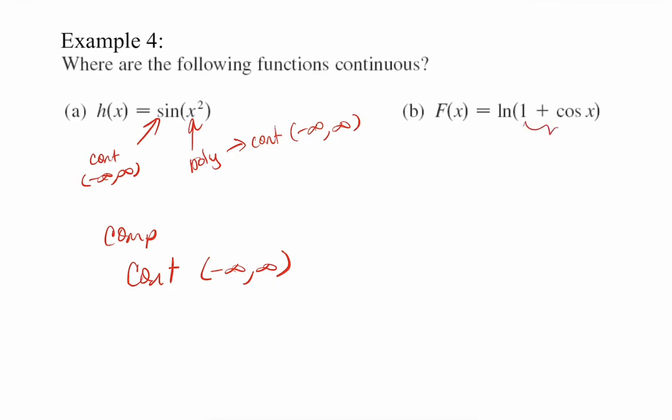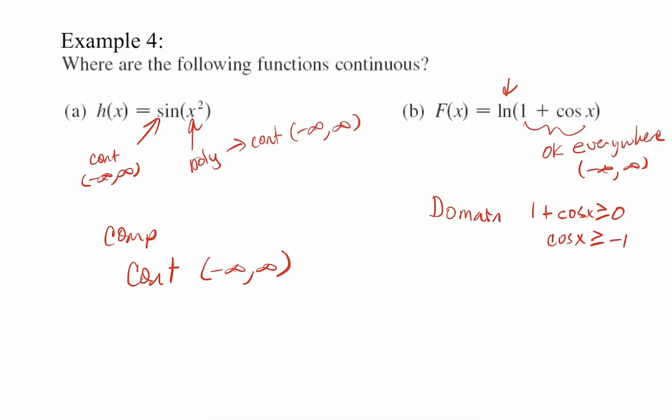Now, this is okay everywhere. So its domain is all real numbers. It's continuous everywhere. But the natural log is not. One of the things you have hopefully learned is that you can't evaluate a negative natural log. So this domain is where this stuff is greater than or equal to 0, where it's positive. So where is the cosine of x greater than or equal to -1?